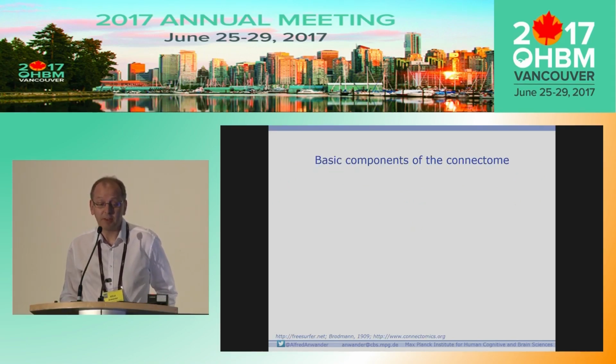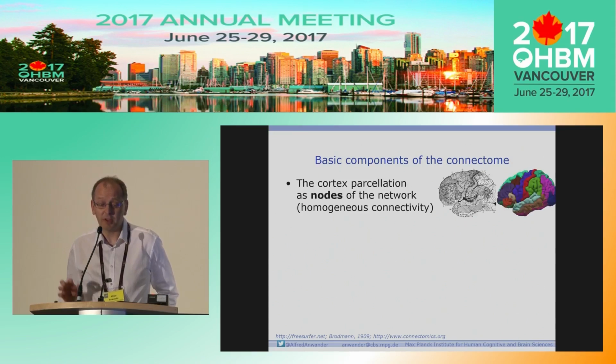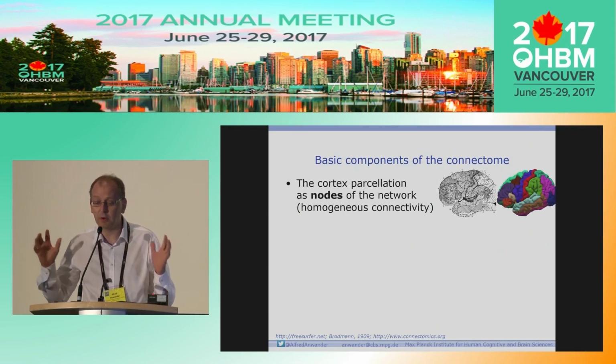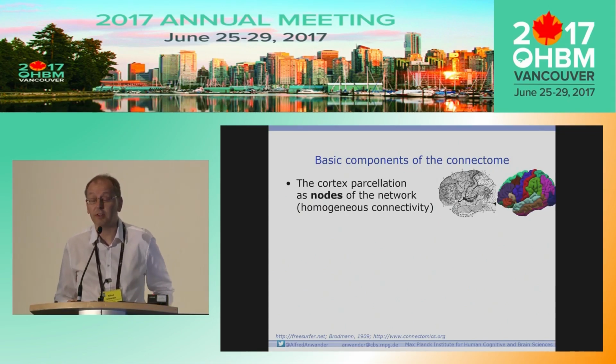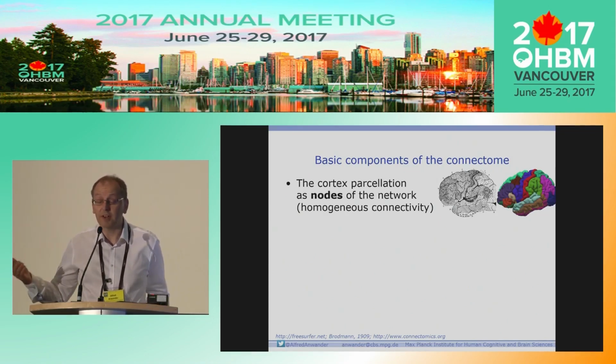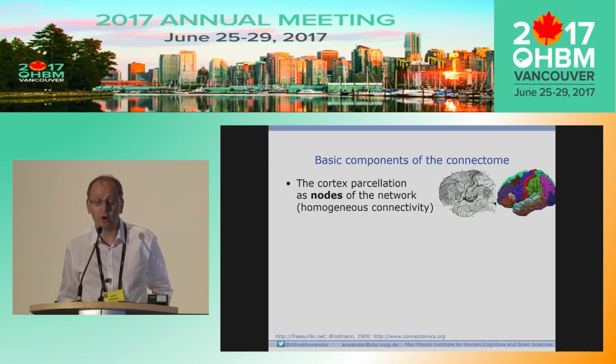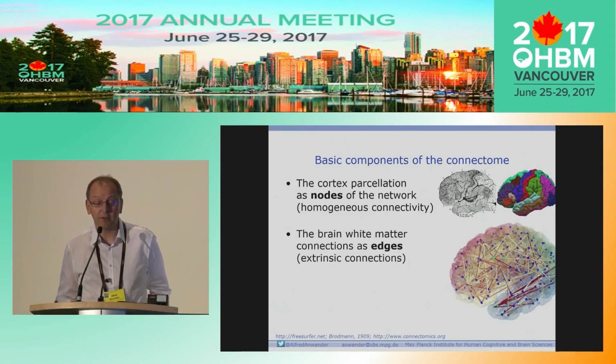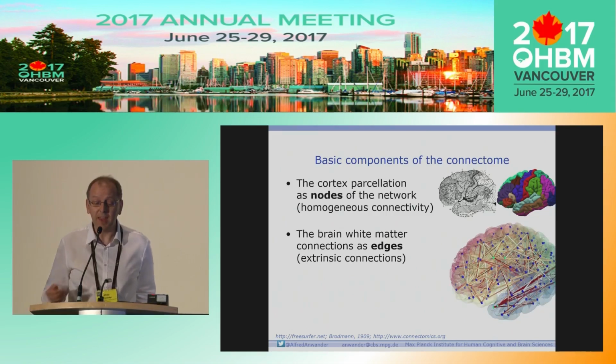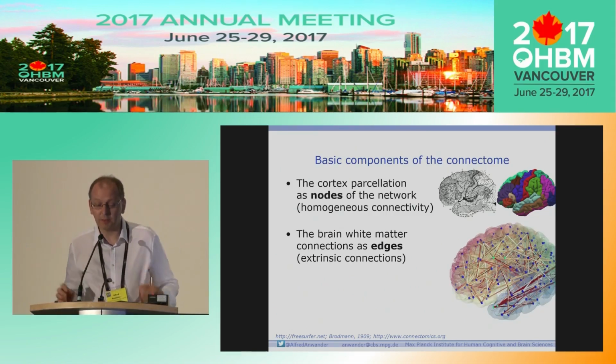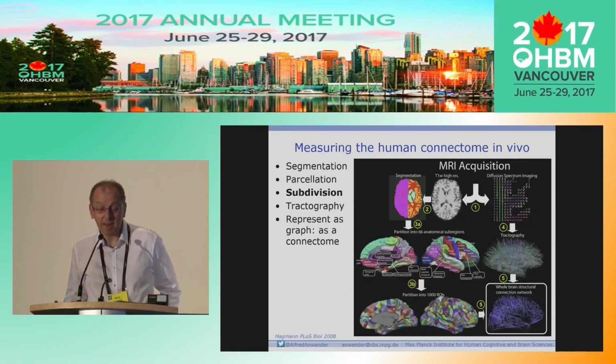But what are the basic components of a connectome? First, we have to do the parcellation. So first we have to have the nodes. Between those, we want to compute the connectivity. So this is a parcellation, which could be done based on the surfaces, like here in FreeSurfer, or based on cytoarchitectonics, or other criteria. I will come back later to this. And then, of course, the edges, which are the connections between these. And in our case, it will be the extrinsic connections done by diffusion tractography.